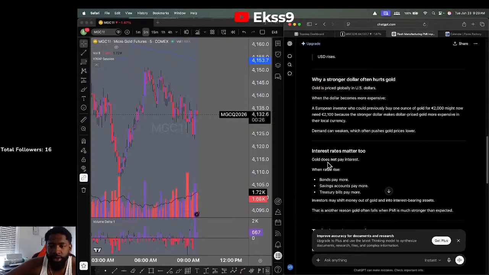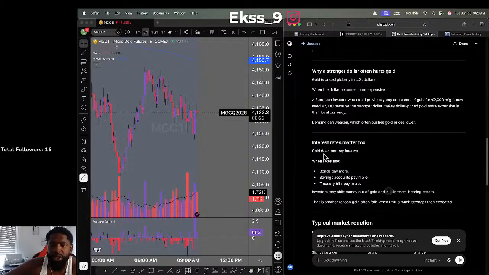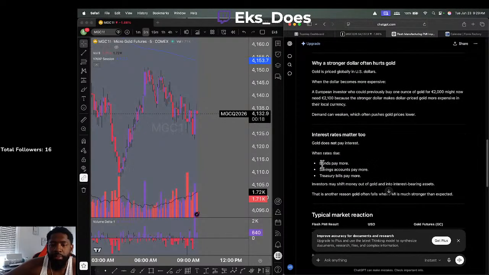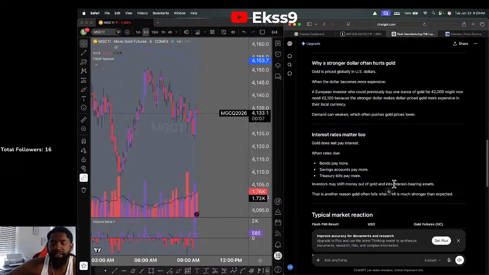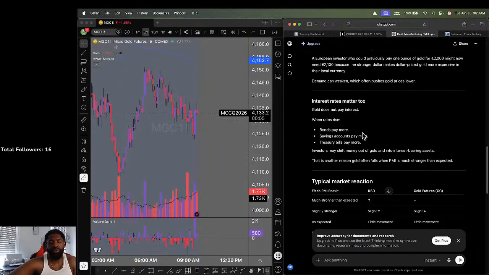That makes sense. So it says interest rates matter too, because gold does not pay interest. So when rates rise, the bonds pay more, savings accounts pay more, and treasury bills pay more. Investors may shift money out of gold and into interest-bearing assets. Okay, that makes 100% sense.